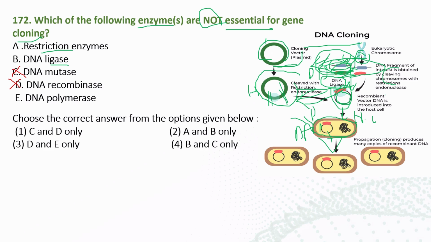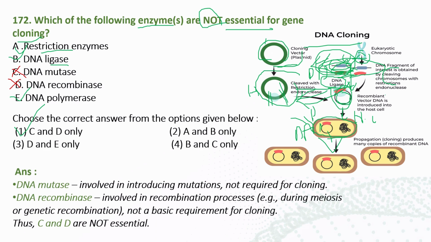Whereas DNA recombinase is an enzyme which will show the recombination of DNA, like it is normally used in the meiotic divisions or like that. Okay, and DNA polymerase is the enzyme which is helpful for making copies of DNA. So here A, B and C are the enzymes which are normally essential. So C and D are non-essential. So you have to pick the answer. C and D are the enzymes that are not essential for gene cloning.